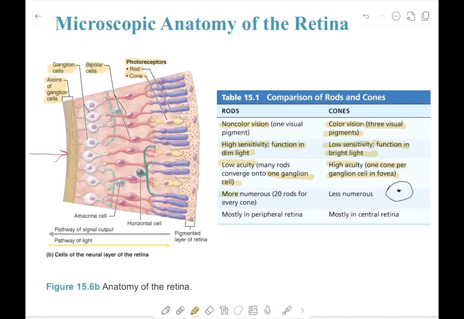The rods are much more numerous than the cones, and the rods work best in peripheral vision, whereas the cones are mostly in the central retina, which is in this macula lutea area. So the further we move away from that fovea centralis, the fewer cones we get, more rods we get.